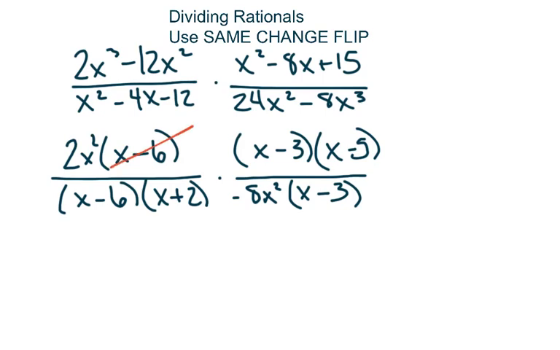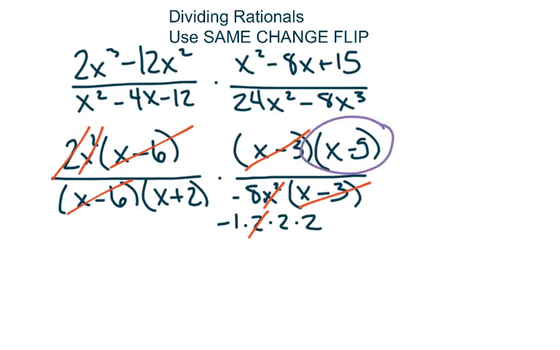So we got x minus 6 to take care of. I see an x minus 3. I see an x squared. So notice I forgot to break down the 8. So you can think of an 8 as being like a negative 1, a 2, a 2, and a 2. And so there's actually a 2 that you would take out. Alright, so the only thing I see left on top is x minus 5.